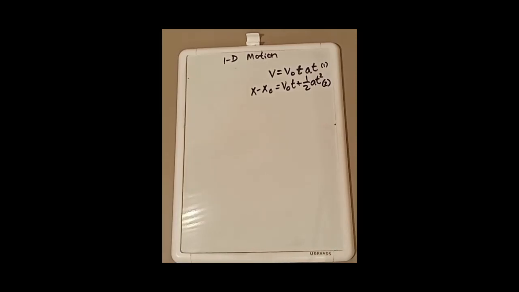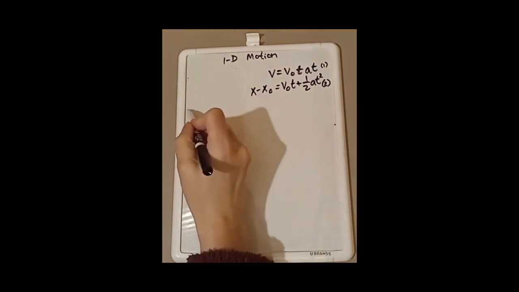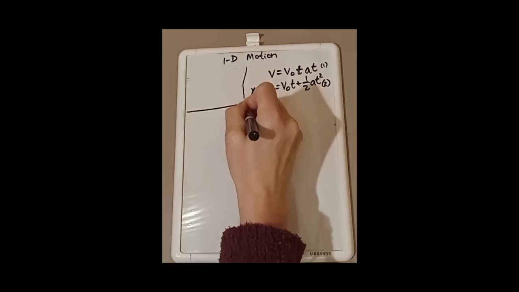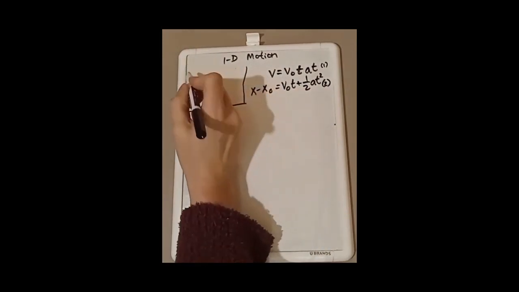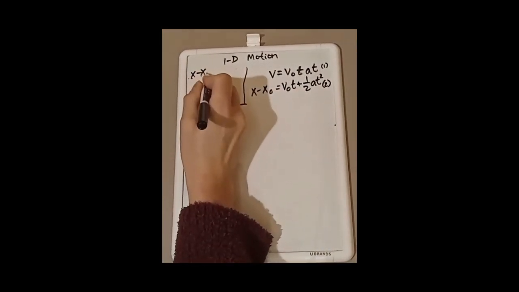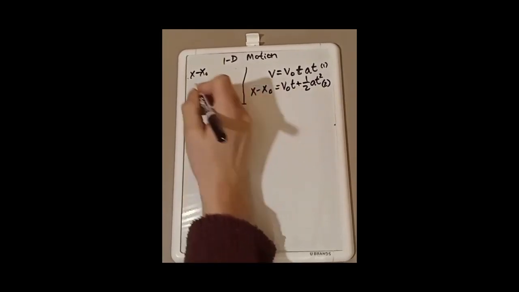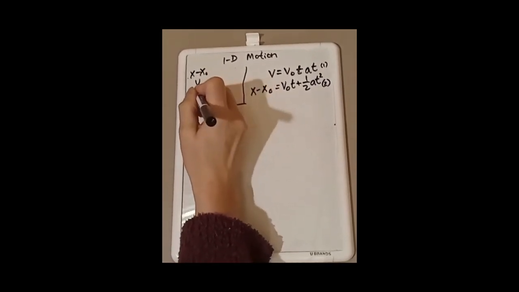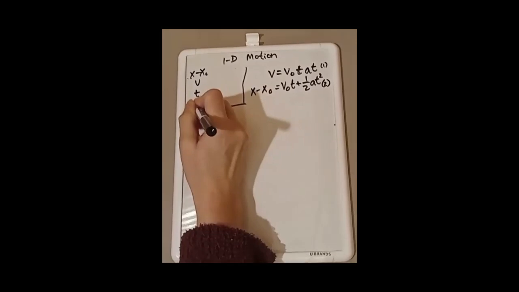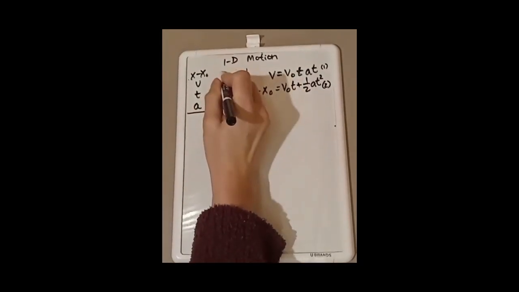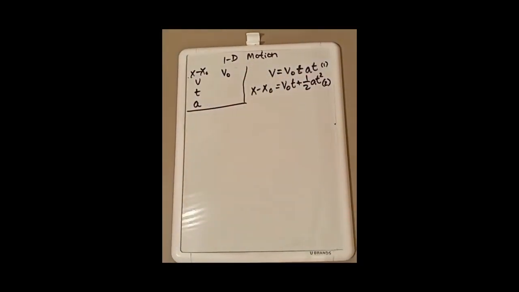Basically there's 5 quantities that we're going to solve for in motion problems. What they are: we're always going to be asking for displacement, x minus x naught, or we're going to be solving for velocity, t, acceleration, or v naught, initial velocity. So those are the 5 quantities that we'll be solving for in our motion problems. And we're going to have an equation for each of those.